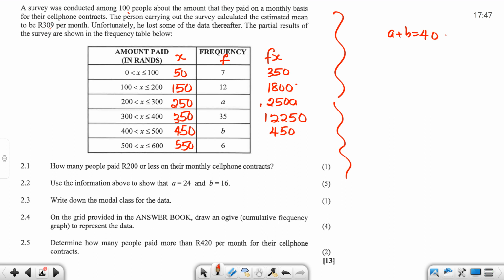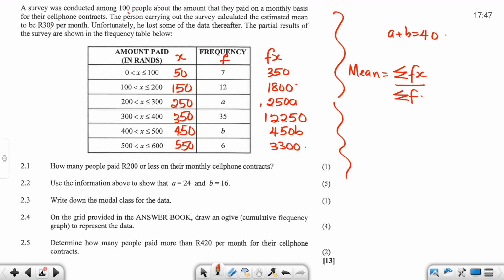450 times B, 450B. What is 550 times 6? 3,000 what? 300. Are we okay? Now, one thing we know for the mean of grouped data: it will be the sum of fx over the sum of f.